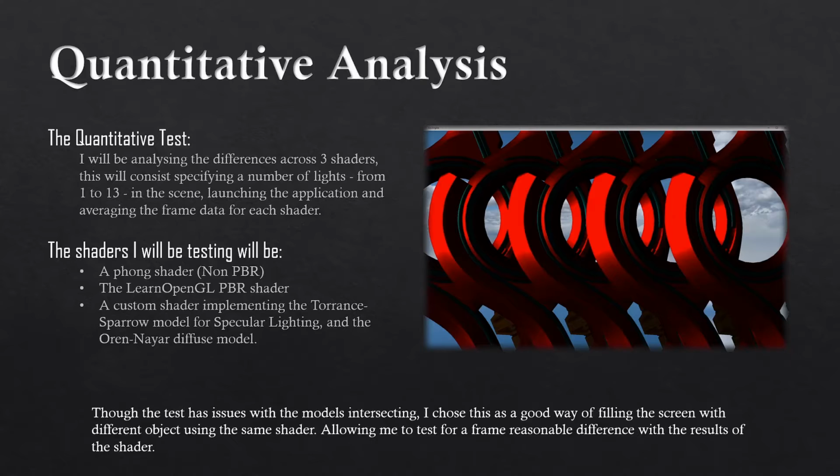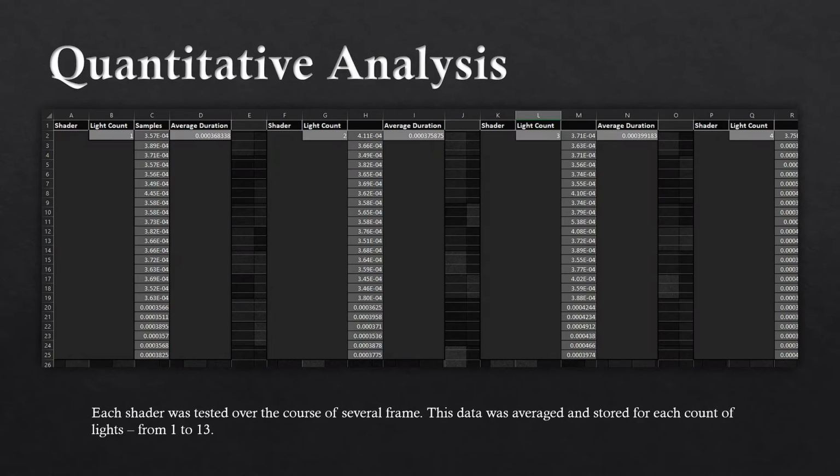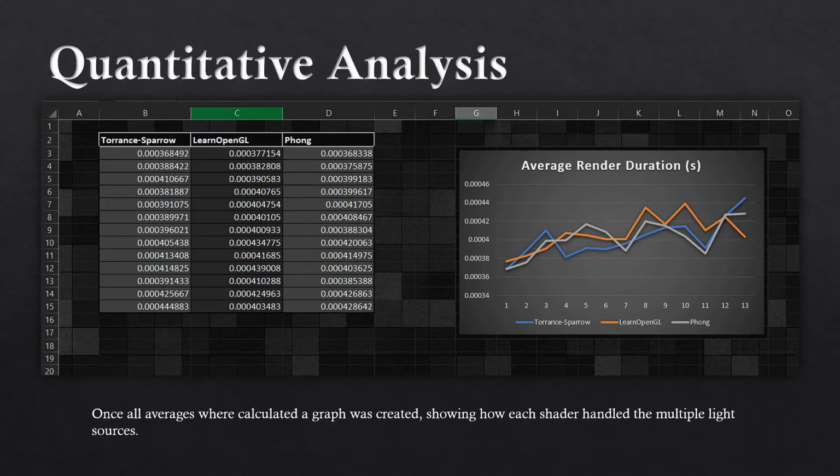To get valid performance results, for each test I let the program run for about 10 seconds and then sampled 24 frames and averaged them. Repeated this, as stated, for each shader 13 times, where I would increase the light count by 1. By the end, these were my results.